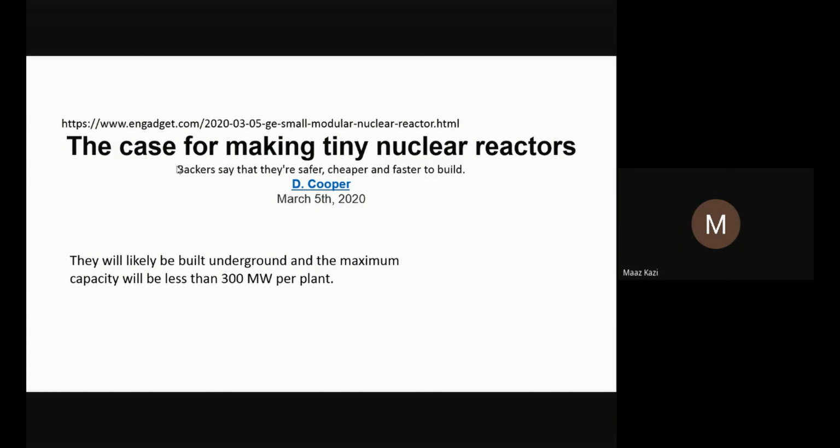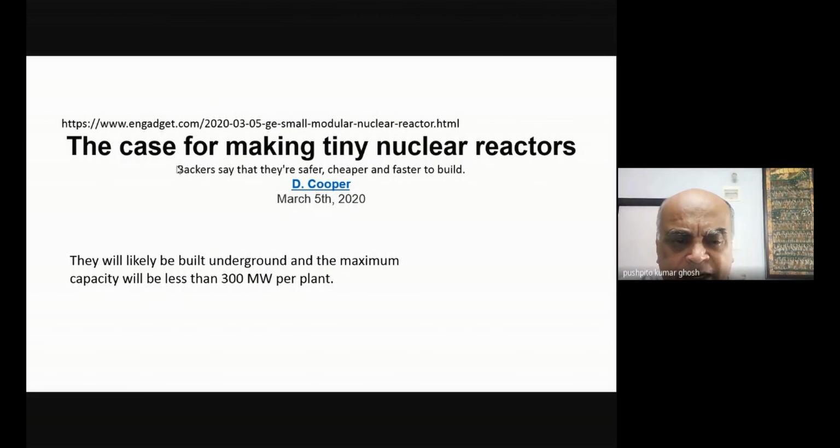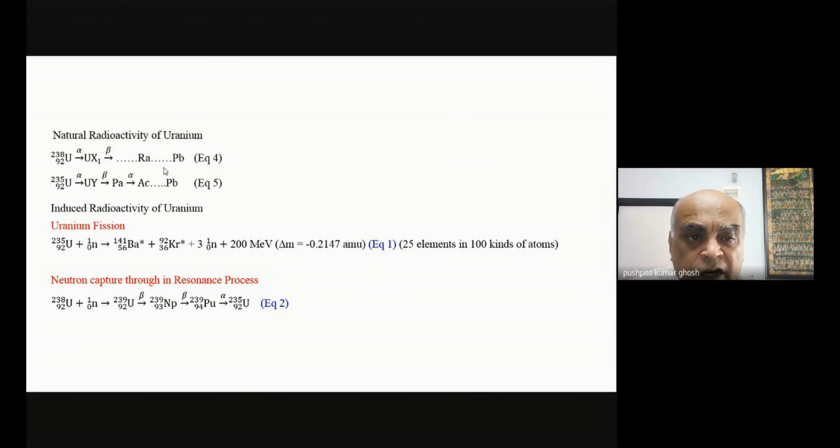By building them underground, of course, the idea is that you will have extra safety, that things will not come above ground in case of an accident. So these are the kinds of things that are going on. Now, let me also tell you about another plan that India has, because India does not have uranium. A few things are being looked at.